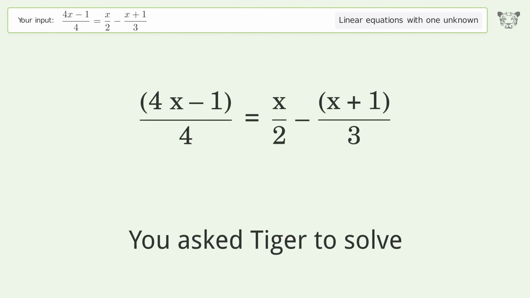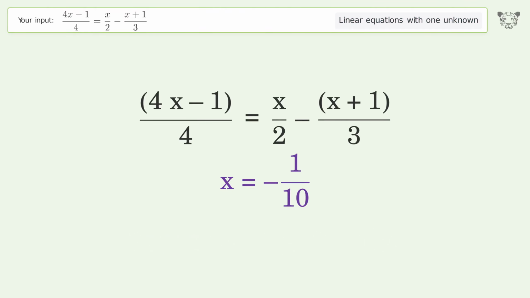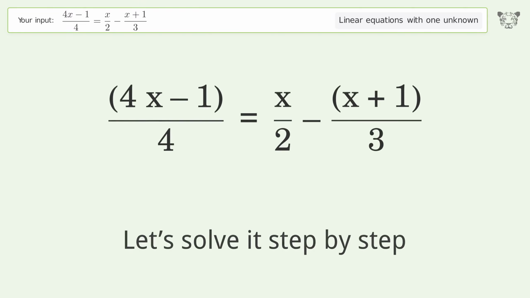You ask Tiger to solve this. It deals with linear equations with one unknown. The final result is x equals -1/10. Let's solve it step by step.